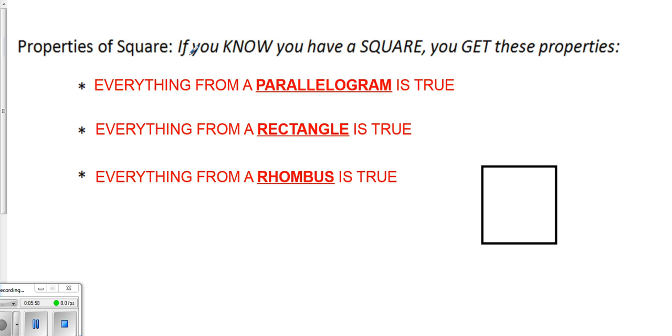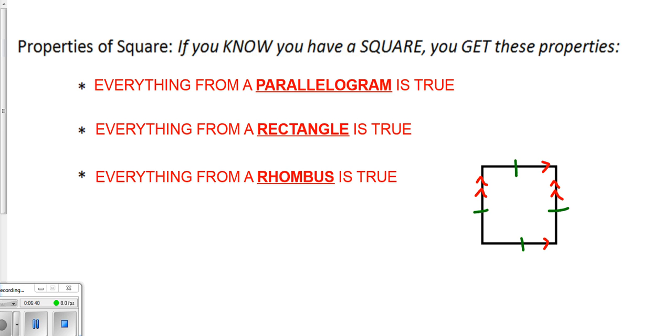If we know we have a square, the properties of a square, if we know for sure that this figure is a square, everything from a parallelogram is true. So this is perpendicular to this, or parallel. This is parallel to this. Parallelogram tells us this side is congruent to this side. The opposite sides have to be. So this one is also congruent to this one. But because it's a rhombus, we know that these are all the same exact sides. So properties of a parallelogram, the opposite sides are congruent. These two are opposite. These two are opposite. Properties of a rhombus, all of them are the same.